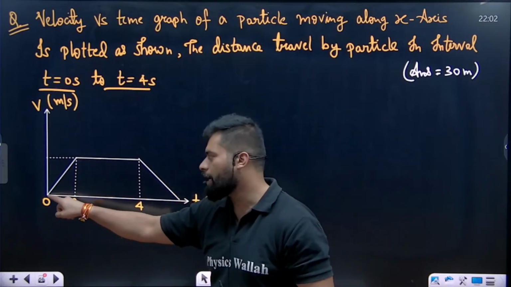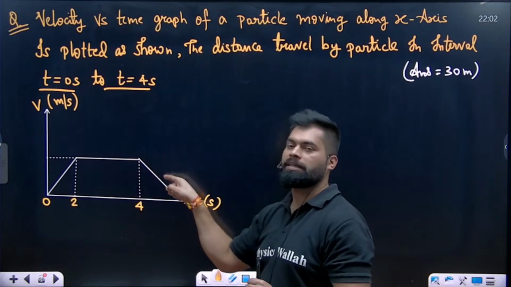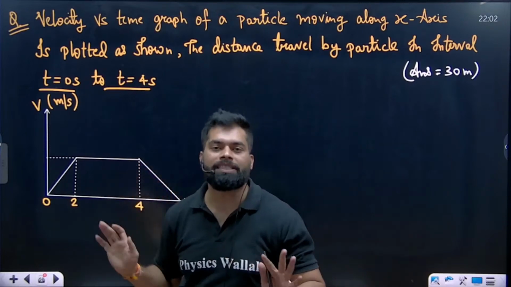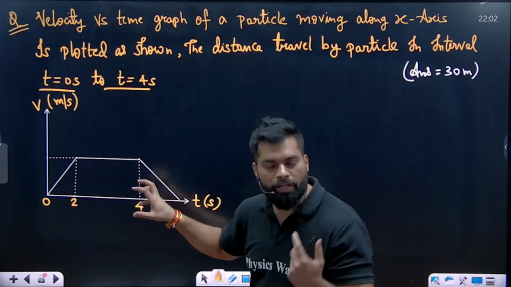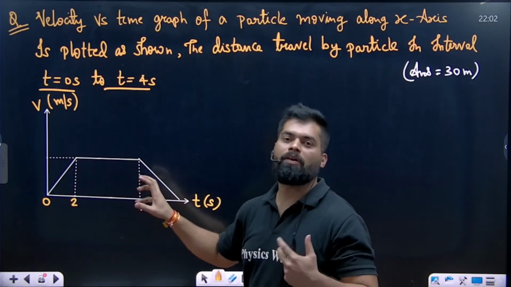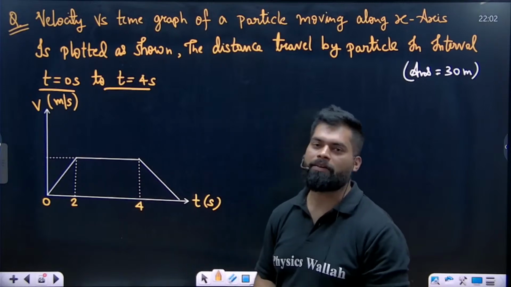You can see that here the velocity increases, then is constant, then decreases, but it is not changing direction. So that means from here we are getting the value of displacement, and in this case the value of displacement will be equal to what? The distance traveled by the object.